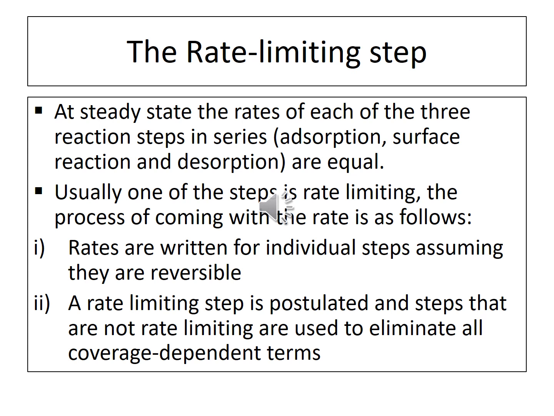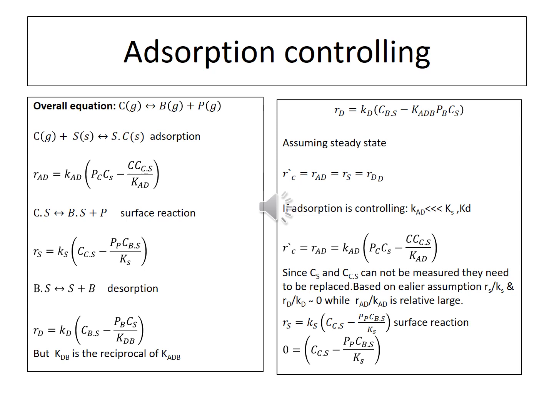Now we have discussed the 3 steps involved in our reactions: the adsorption, the surface reaction, and the desorption. But usually one of the reactions is rate controlling. The rate controlling step is the limiting one, and it usually determines the overall rate of reaction. In this case, we'll look at a case where adsorption is controlling. Our overall reaction is C decomposes to produce B and P. And our adsorption equation is given there, and the rate from what you've been doing previously is also given.